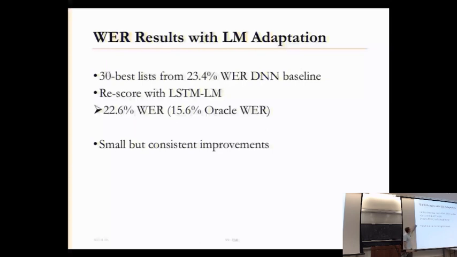headroom, and by rescoring the language model with the LSTM language model, the adapted LSTM language model, we get a word error rate of 22.6%. Simply rescoring it with the neural network language model doesn't give us a significant improvement at all. So there is a small but consistent improvement.